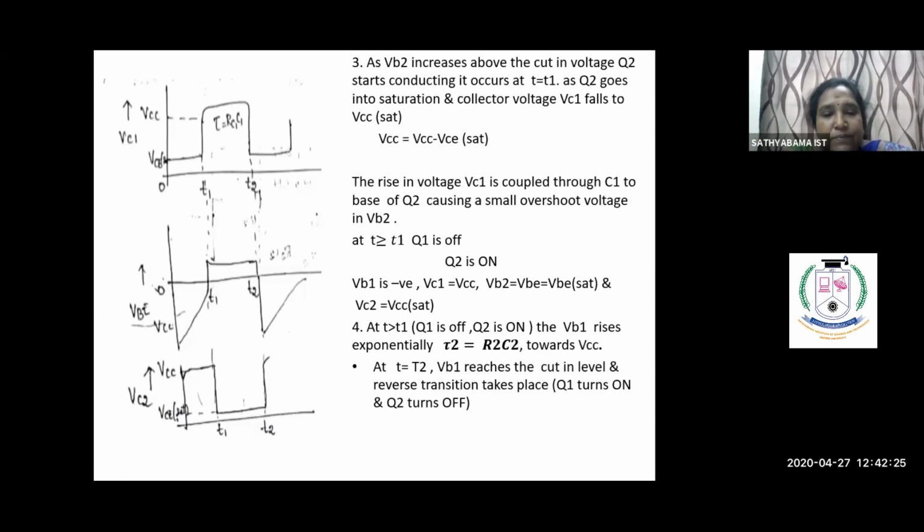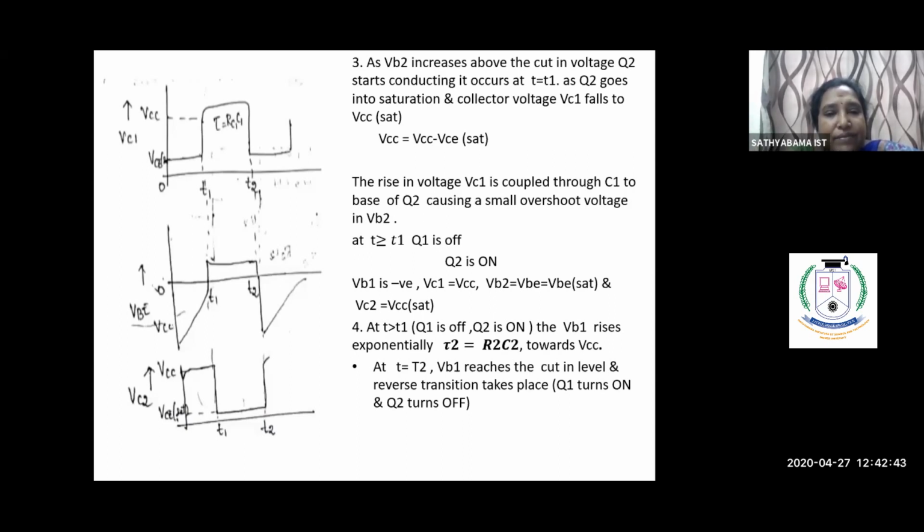Here also, at T greater than T1, we can define the time constant tau 2 equal to R2 into C2. So we are taking T greater than 0 at the time T equal to T1.